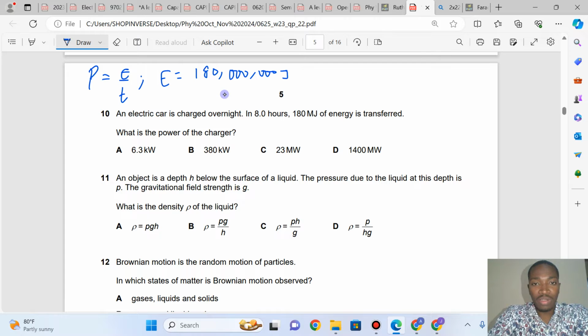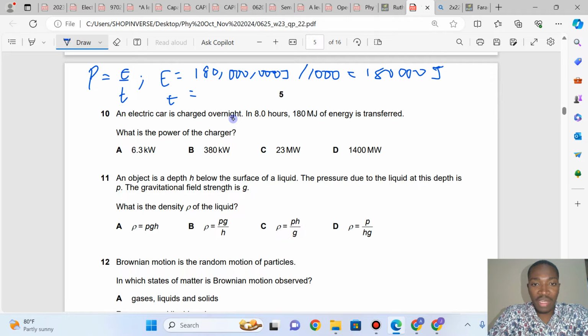180 million joules. Convert 180 megajoules to kilojoules, because the power here is in kilowatts. So just convert to kilojoules. That means you divide it by 1,000. That will give you 180,000 joules. That's the energy. And the time is what?